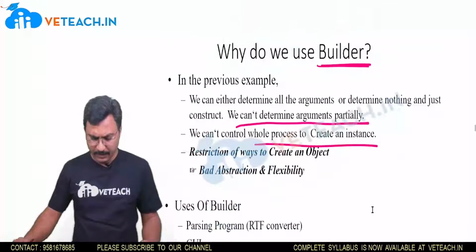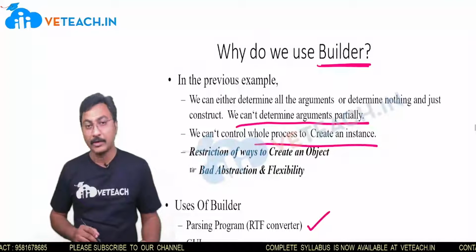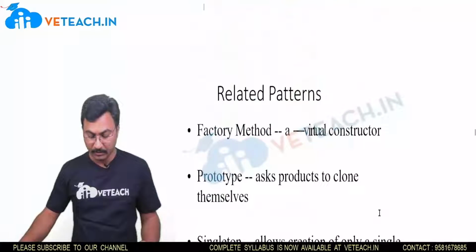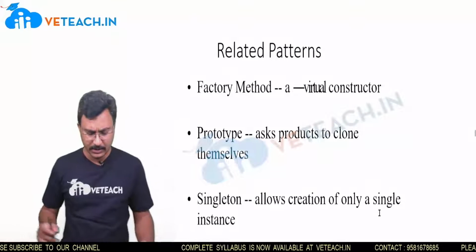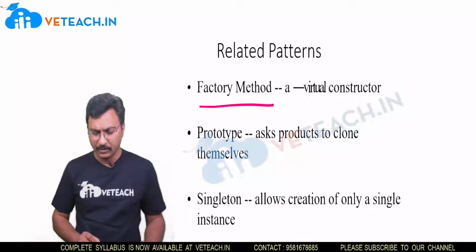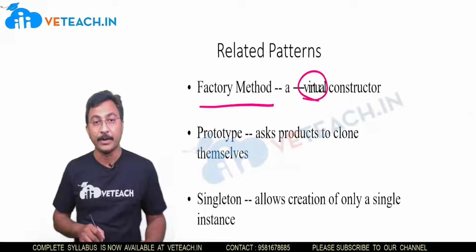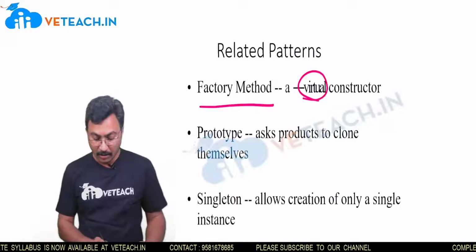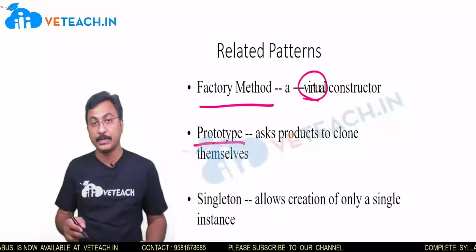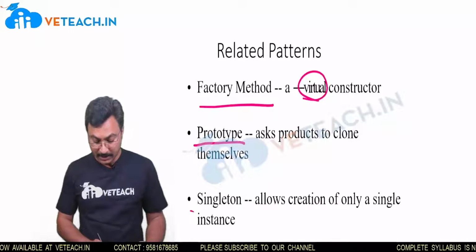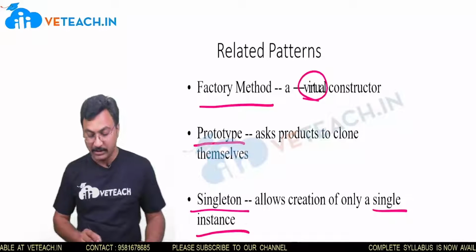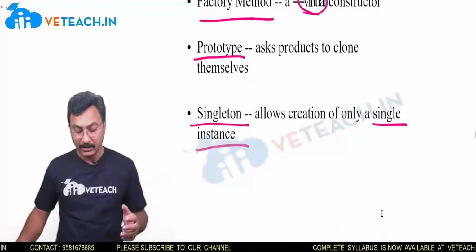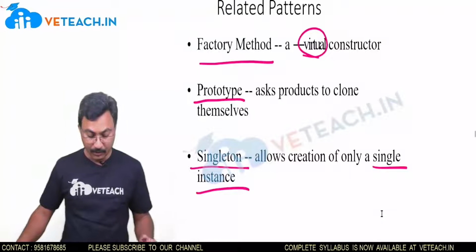So, uses of a builder. One example, as we have referred to, is the RTF converter, or I can use it for a GUI, graphical user interface. Related patterns: you can see that a factory method is relatively being used because a virtual constructor can be implemented here. So there is a constructor implementation for a builder. So a factory method can be used, or a prototype can be used, which helps us to clone themselves. And there is a singleton which creates a single instance only. A builder is specifically used to create an instance. When that instance is single, then I can use a singleton.